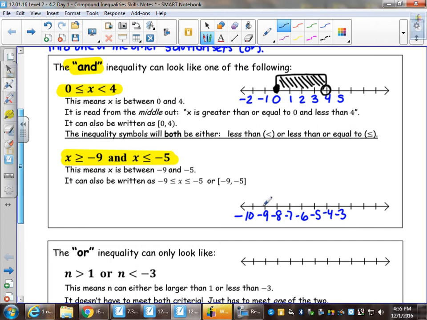So x is greater than or equal to -9, so heading in that direction. And x is less than or equal to -5. Just these values. Now last year in Algebra 1, it's possible that when you drew, I'm just going to put a rough sketch right here.